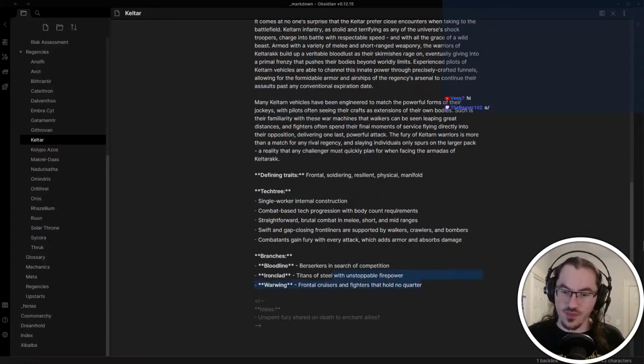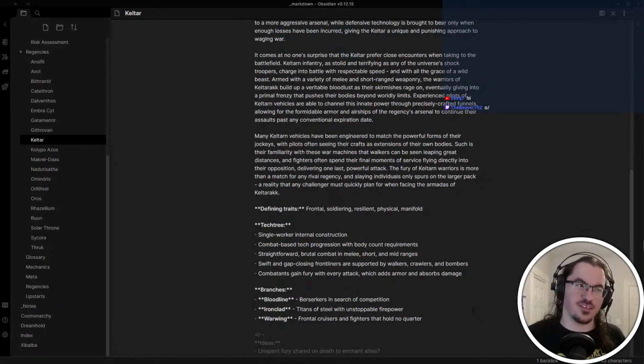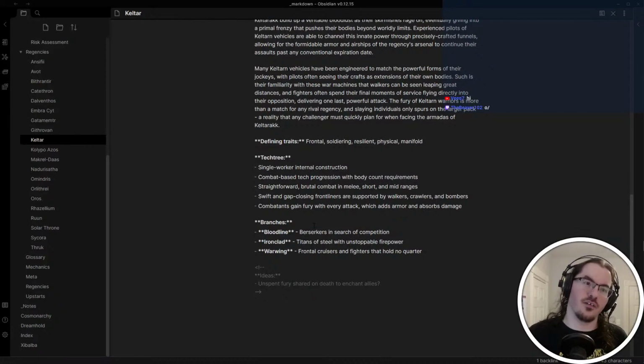Now, all these are more or less segregated into distinct categories that are kind of similar to the ANSIFI, where you got infantry, vehicles, and aircraft. But some Keltar infantry, things that you would look at and think, oh, that's infantry, will actually be present in Ironclad. I don't know if the inverse will be true, where some non-infantry will be in the Bloodline branch, but those are the basic ideas that we're working with.